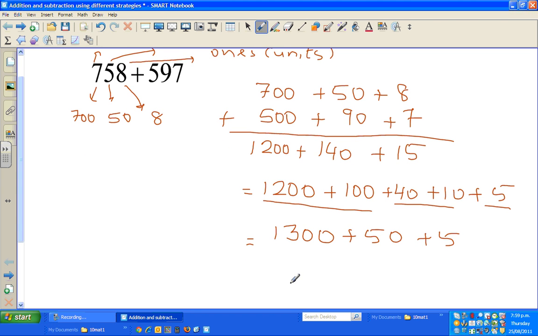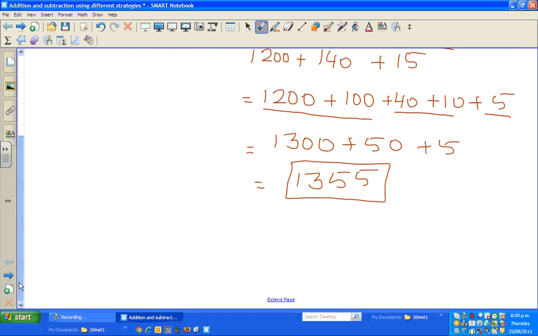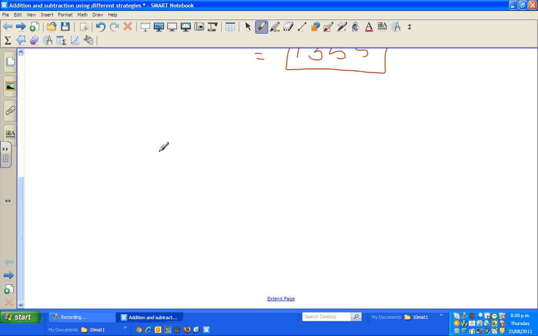Now our life becomes so easy. 1355 is the answer in one way of doing it. Let us look at a different way. This was a way in which you have grouped the hundreds, the tens, and the ones in their respective columns. The second strategy you can do in different ways, but I'll do the second way, 758 plus 597.